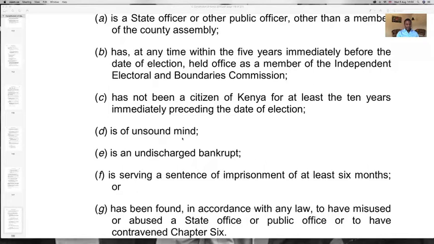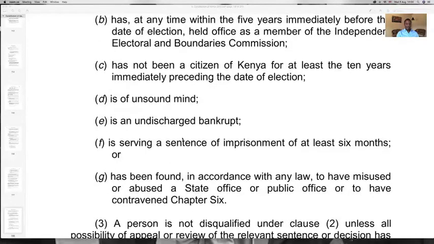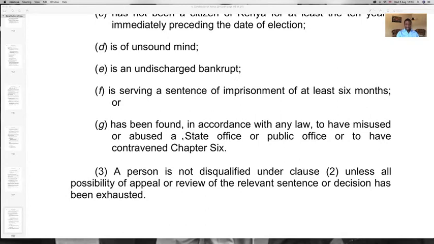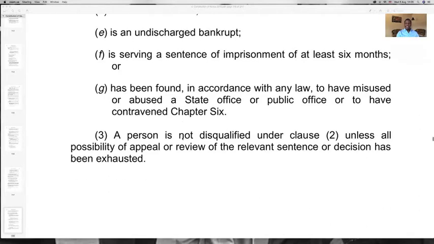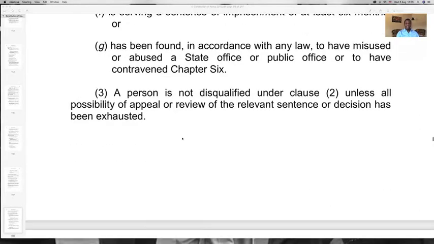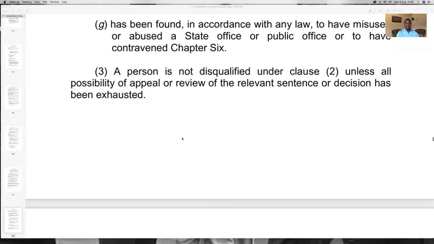You are also disqualified from being elected as an MCA if you have not been a citizen of Kenya for at least 10 years immediately preceding the date of the election, or if you're of unsound mind, or if you are an undischarged bankrupt, or if you are serving a sentence of imprisonment of at least 6 months, or if you have been found in accordance with any law to have misused or abused a state office and are in contravention of Chapter 6 of this Constitution on leadership and integrity.